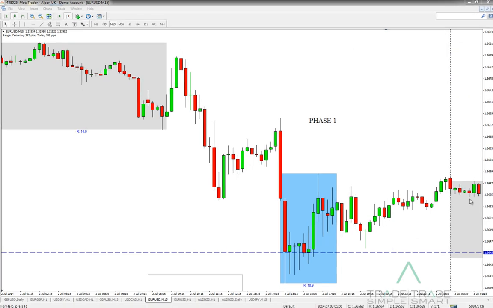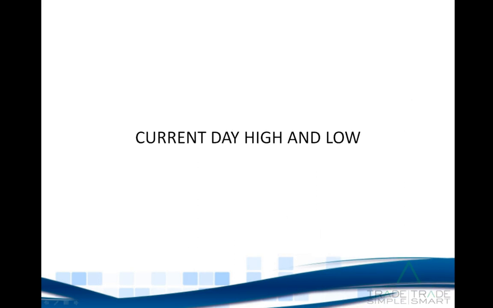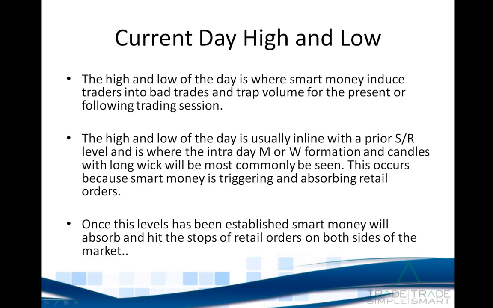In this next section on identifying manipulation levels, we're going to take a look at the current day high and lows. The high and the low of the day is where smart money induces traders into bad trades and traps volume for the present or following trading session.